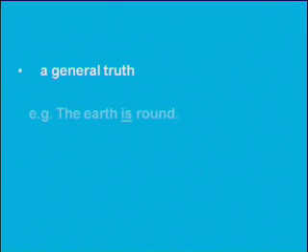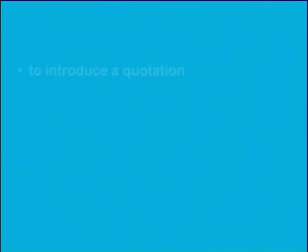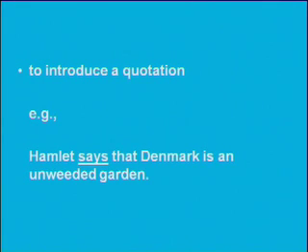Another use of the present tense is to express a general truth. And let's find an example for that. The earth is round. Right, it's what it always is. And another use of the present tense, to introduce a quotation. Right, so we say something like, Hamlet says that Denmark is an unweeded garden. Now when we say Hamlet says, it's in a play. We always use the present tense when we talk about a novel or a play, because it's almost as if it's happening all the time. That play is constantly happening, so use the present tense.